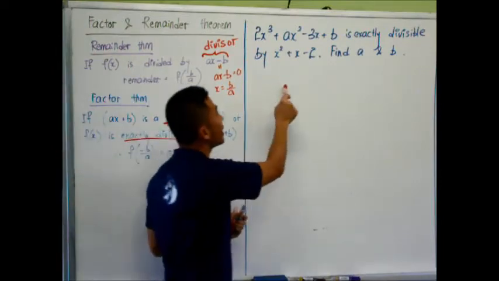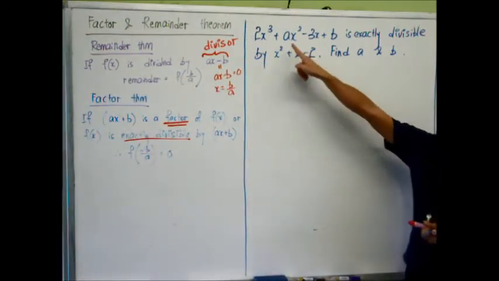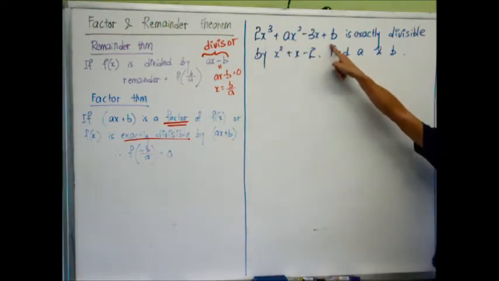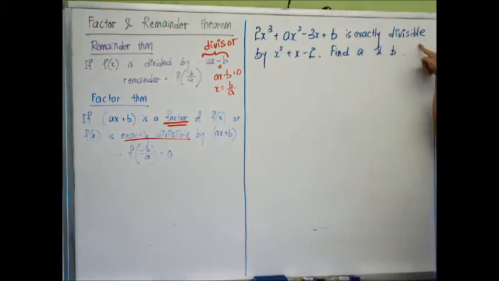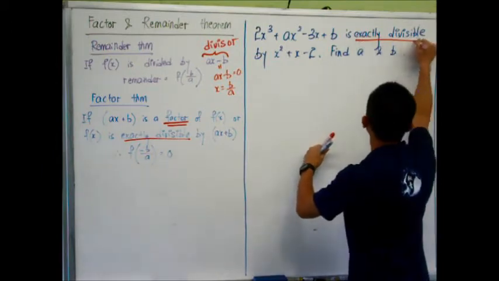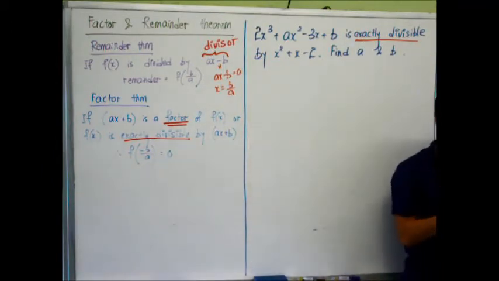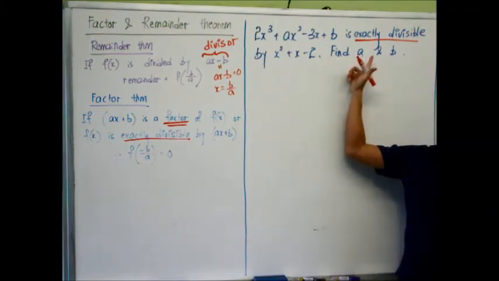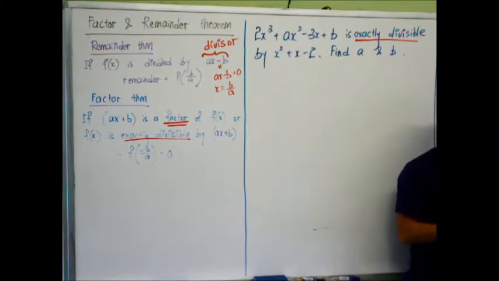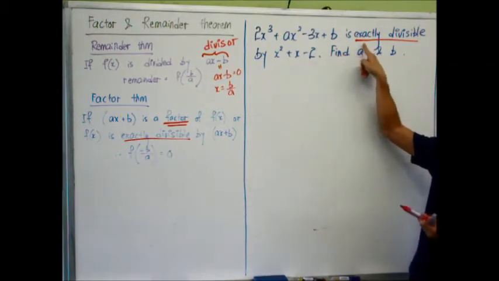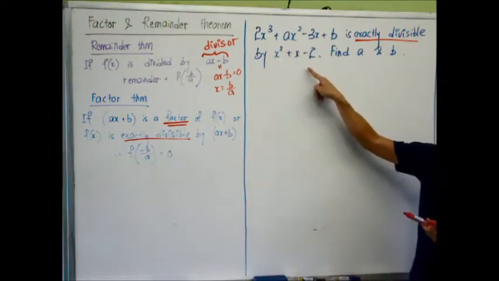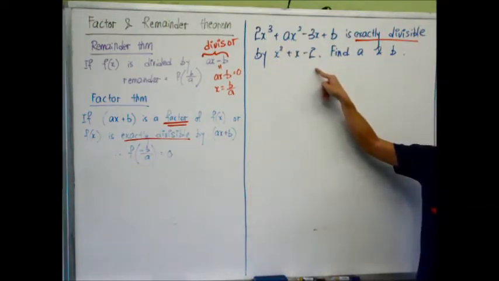Now we're going to take a look at this particular example. This particular polynomial, this is a cubic polynomial, is exactly divisible. Because of the use of the words exactly divisible, Sharon, should we use remainder or factor theorem? Factor theorem, meaning the remainder will be equal to 0. And this is exactly divisible by this particular quadratic factor.